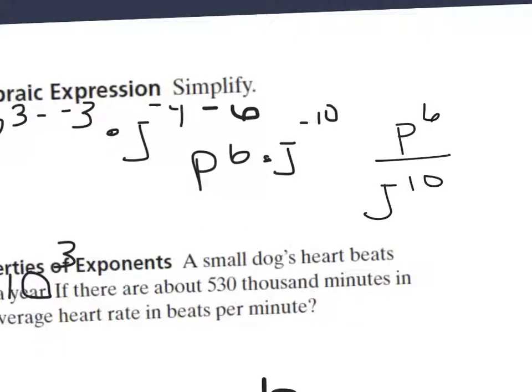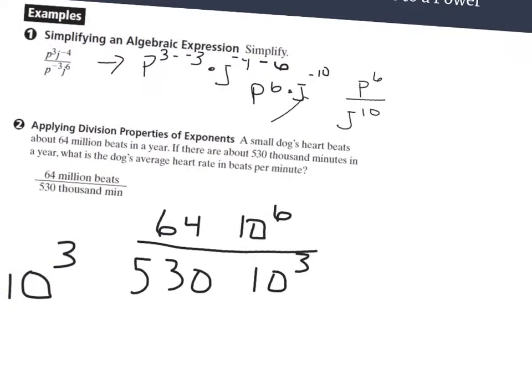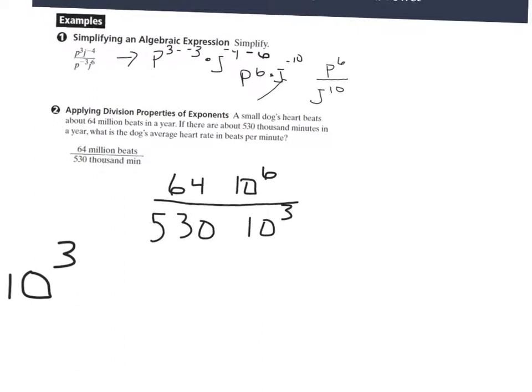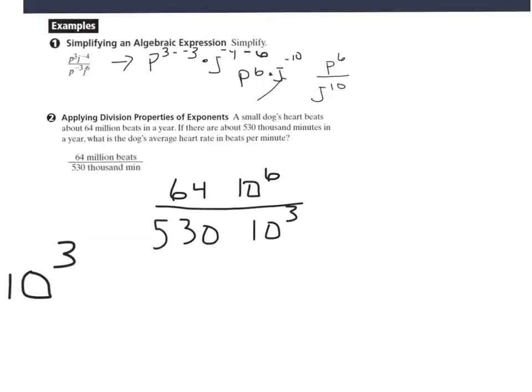Okay? In our next example, we've got a real-world situation here. We've got a dog's heartbeat, which is 64 million beats, and then there are 530,000 minutes in a year. So what is the dog's average heart rate in beats per minute? Okay, so we're going to divide here.